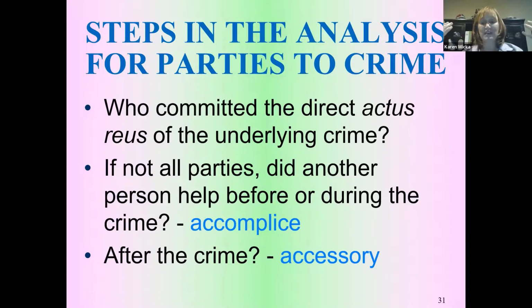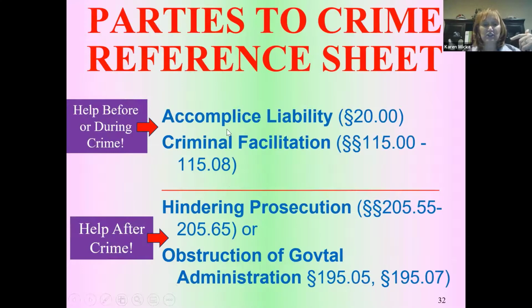If you determine that they helped after the fact, then you're going to look at the accessory crimes in New York, which are hindering prosecution and interference with governmental administration. So I created this little chart to show you. If you determine help before or during the crime, these are the sections for the crimes you're going to look up for the answers. If you decide they helped after the crime, then you're going to use one of these sections. These are your only choices.